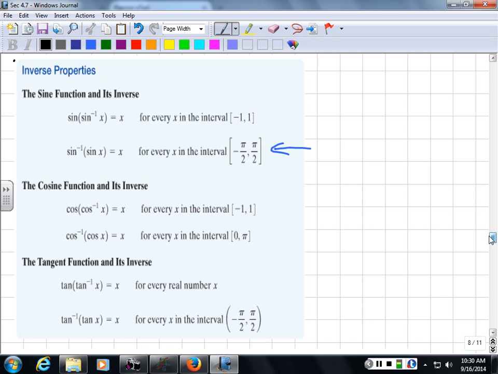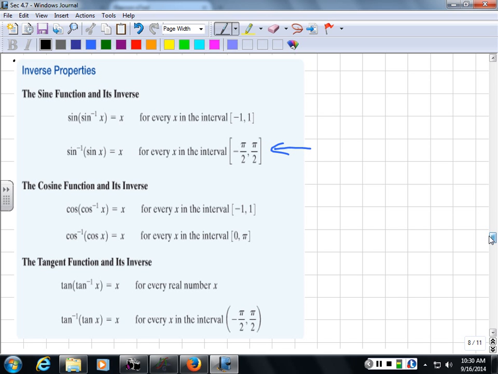The sine of the inverse sine of x will be equal to x for every x in the interval negative 1 to 1. In other words, x cannot be less than negative 1 and x cannot be greater than 1. The inverse sine of the sine of x will be equal to x between negative pi over 2 and pi over 2. You can't take the inverse sine of the sine outside of that. Okay?